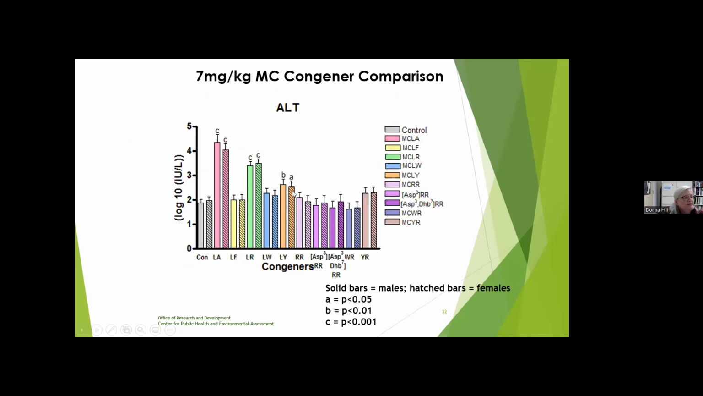And this is a comparison of something called ALT. It's a liver enzyme that is leaked into the serum when liver cells are injured. And we have all the different congeners lined up. The solid lines are the males and the hatched lines are the females. And in this particular comparison, the LA, LR, and LY were significantly higher than control. And those were the only 3 in this comparison.